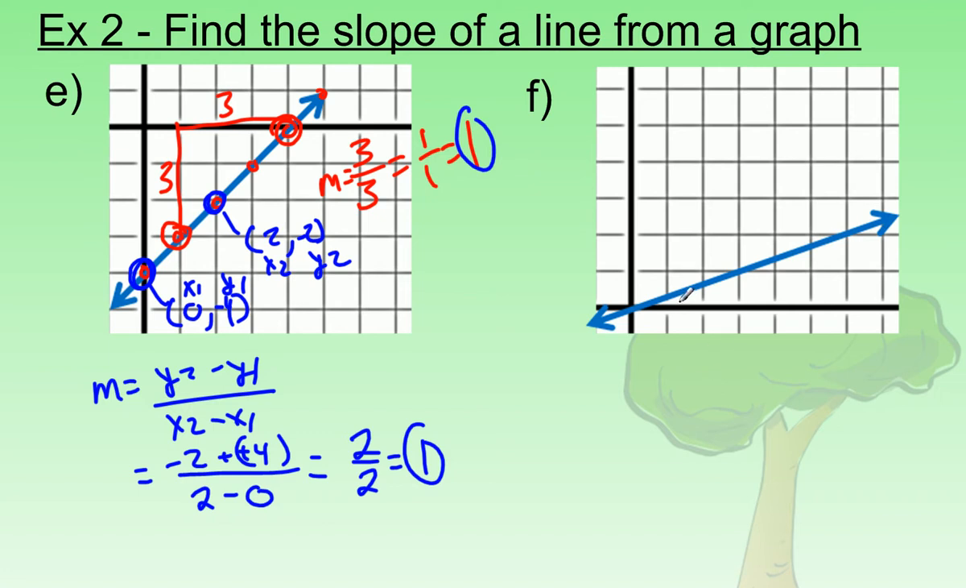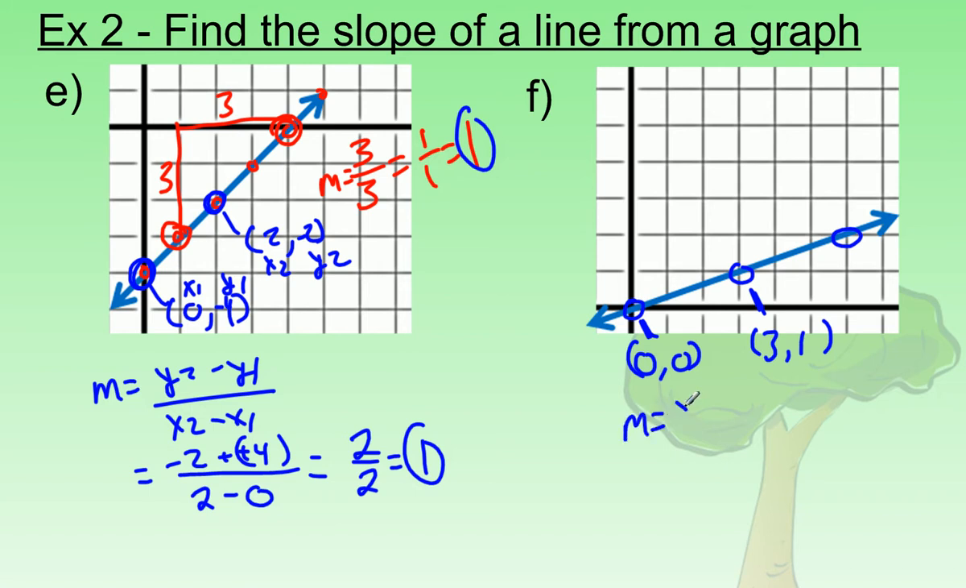And finally, letter F. Let's see, I've got well-defined points there, there, and there. I'll do the formula method first. I just keep trying to switch it up a little bit just to show you it doesn't matter which way you do it. It's the same thing. So I'm going to use the formula method first. I'm going to pick this point and that point. Why not? So this one's easy, 0, 0. And this is the point 3, 1.